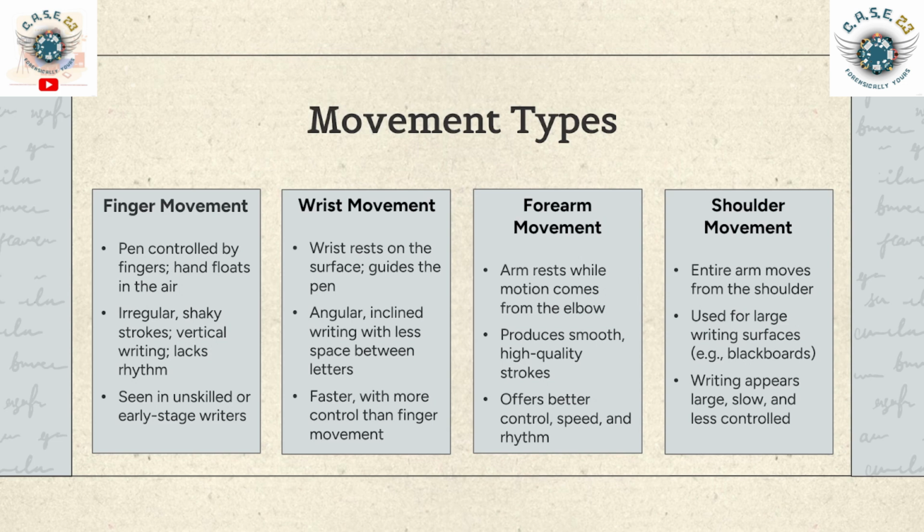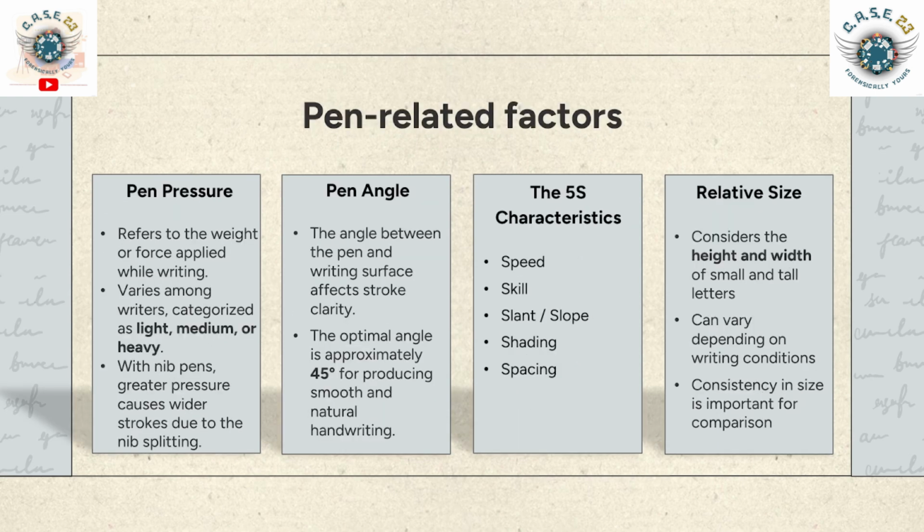And finally, there's shoulder movement. This is used when writing on large surfaces like a blackboard or whiteboard. Here, the entire arm moves from the shoulder. The writing is usually big, slow, and a little less controlled because it is harder to be precise when your hand isn't anchored. Now, these movement types can help forensic experts not only understand how a person writes, but can also give clues about their age, skill level, and even whether a piece of writing was done naturally or has been faked.